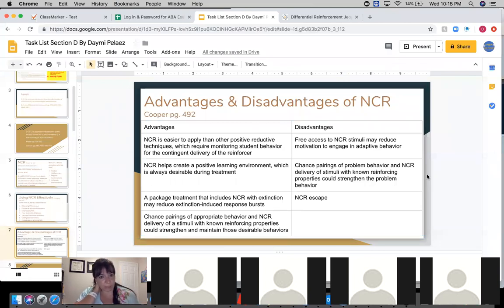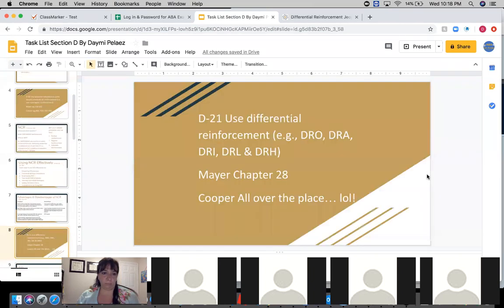It's pretty broken down between advantages and disadvantages, and it is on page 492 of Cooper, if you guys want to take a look at it. All right, you want to move on? Okay.